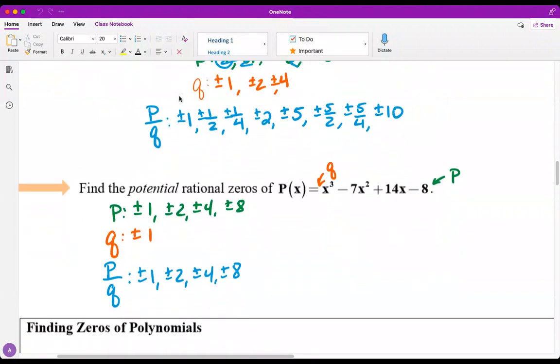Okay, here is my list of P's and P over Q's. This one worked out really nicely because Q was just 1, so if we divide all the P's by all the Q's, we just get the list of P's back. Okay, so now let's actually talk about why we're doing this.